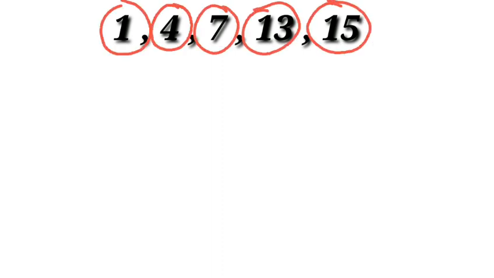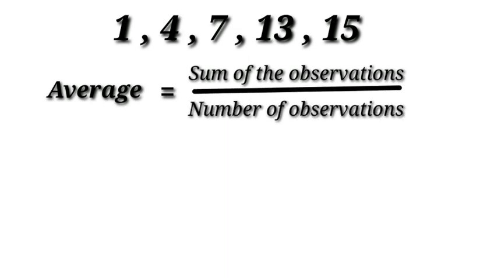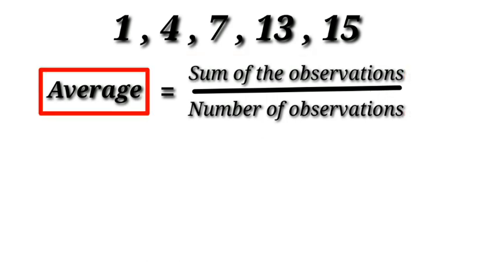Now let's see how we actually find the average. Consider these 5 numbers: 1, 4, 7, 13 and 15. There is a very simple way in which the average can be calculated. It can be calculated as the sum of observations divided by the number of observations. That's how simple it is to find the average.